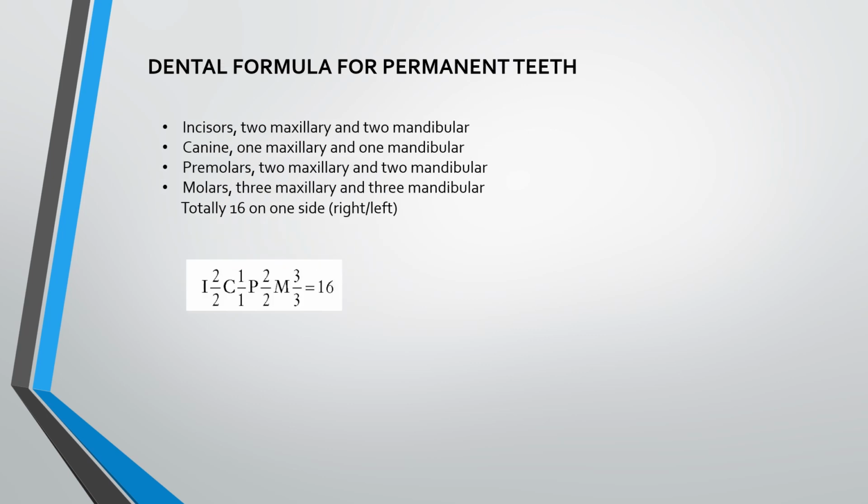Next comes the dental formula for permanent teeth. Incisors, 2 maxillary and 2 mandibular. Canine, 1 maxillary and 1 mandibular. Premolars, 2 maxillary and 2 mandibular. Molars, 3 maxillary and 3 mandibular. So in total there are 16 teeth on one side.